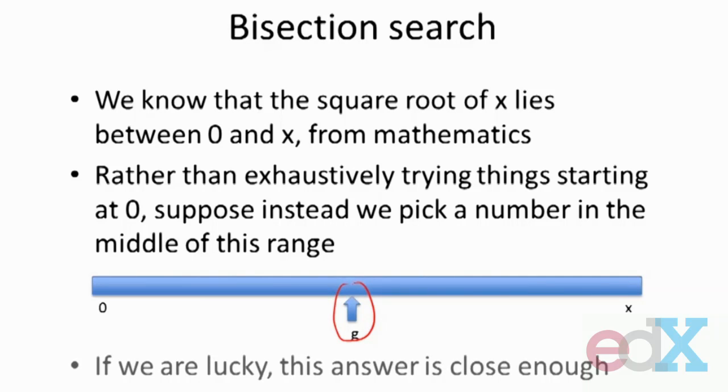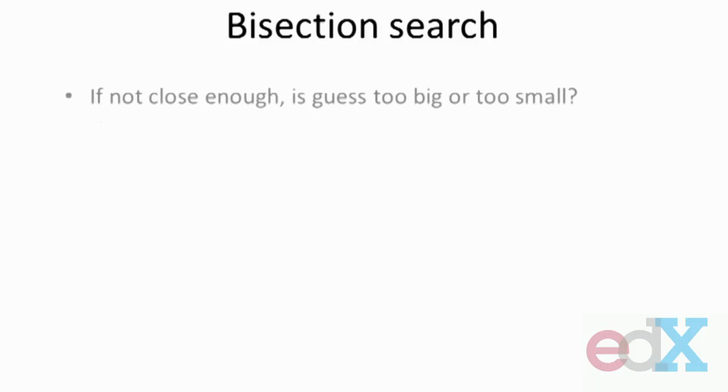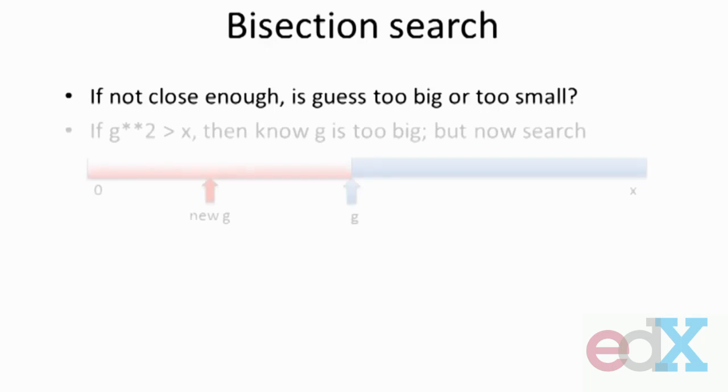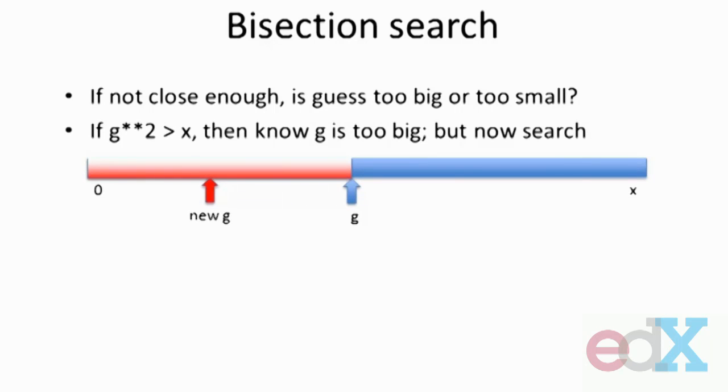Now, if we're lucky, the answer is close enough and then we're done. That's unlikely, but even if that is not the case, we have a good situation. Even if we're not close enough, we can now ask, was that guess g too big or too small? Well, if g squared is bigger than x, then we know that it's too big. Right? We know that the square root has to lie somewhere between 0 and g. And that says we can now instantly just focus on this portion.